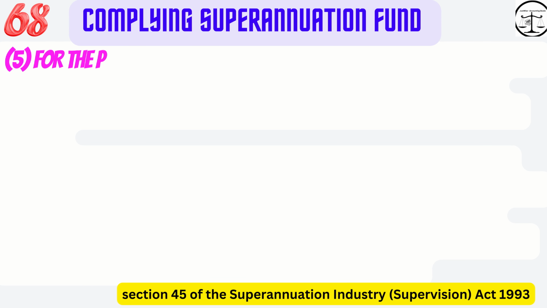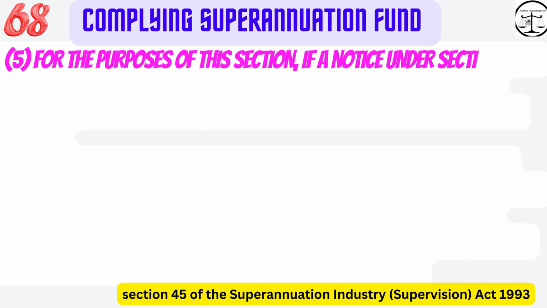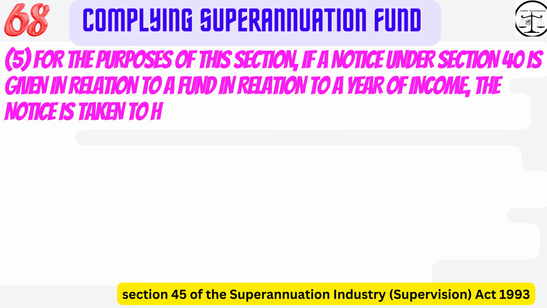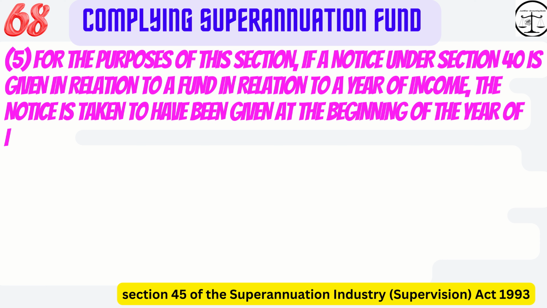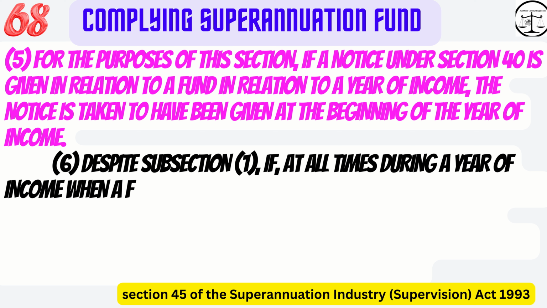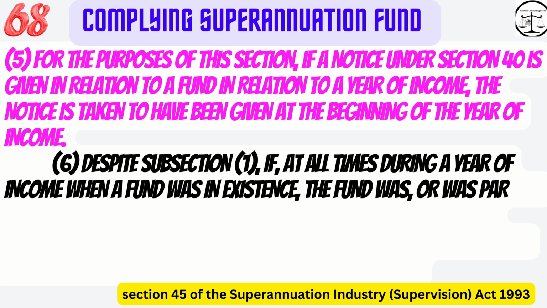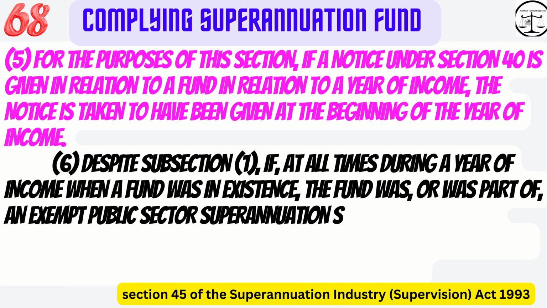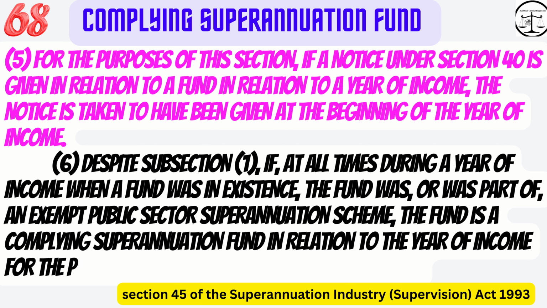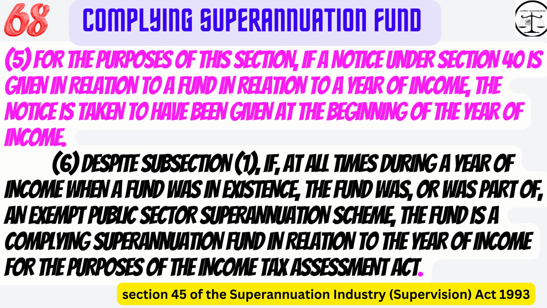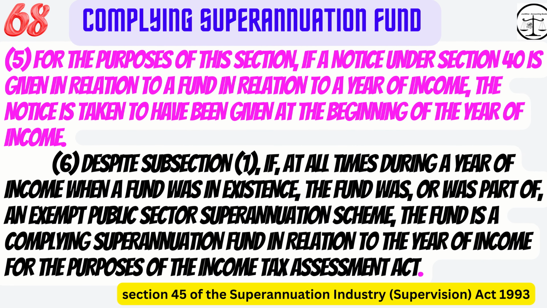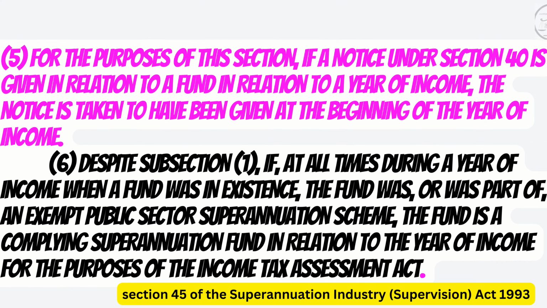5. For the purposes of this section, if a notice under Section 40 is given in relation to a fund in relation to a year of income, the notice is taken to have been given at the beginning of the year of income. 6. Despite subsection 1, if, at all times during a year of income when a fund was in existence, the fund was, or was part of, an exempt public sector superannuation scheme, the fund is a complying superannuation fund in relation to the year of income for the purposes of the Income Tax Assessment Act.